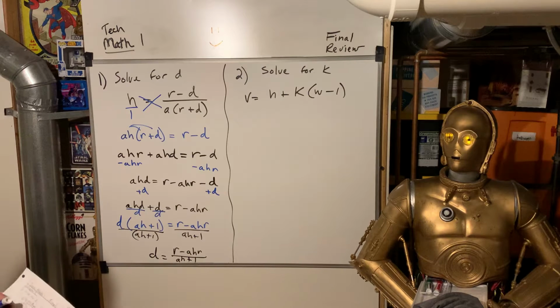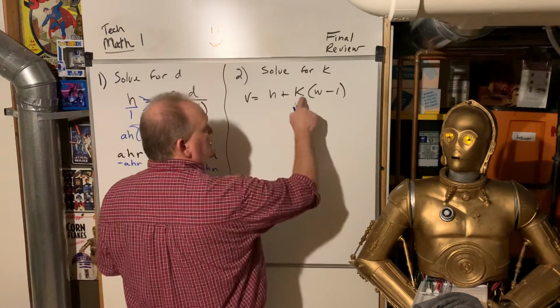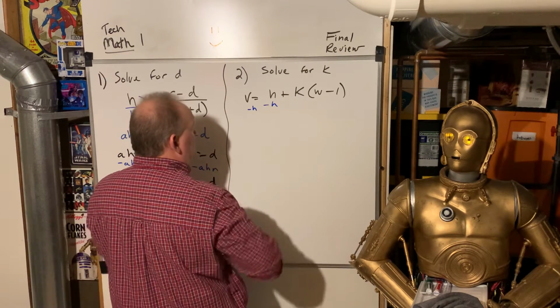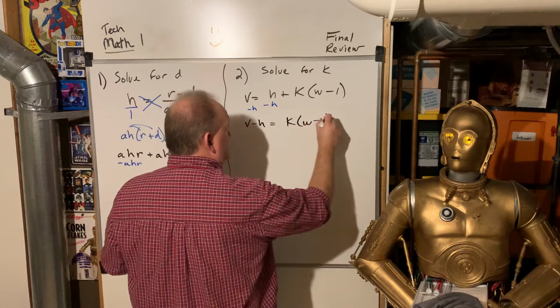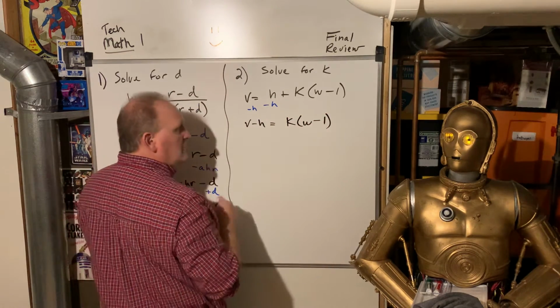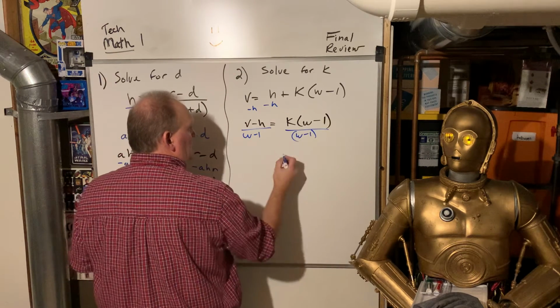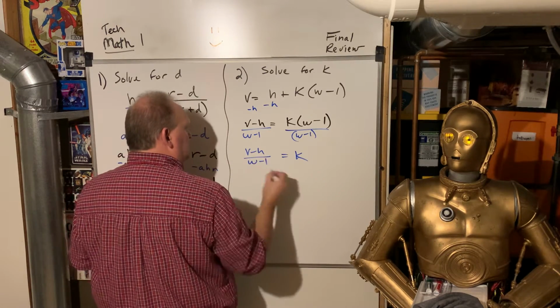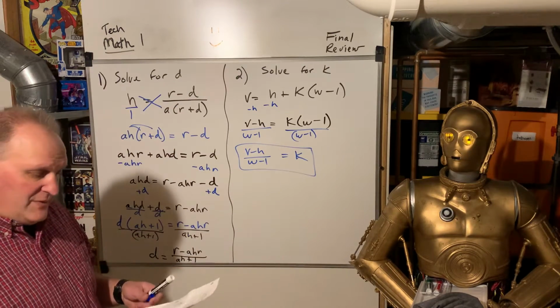So let's look at the next problem. So for K, this one's going to be a lot easier. That one was pretty tough. There's a lot of steps in that one. This one, solve for K, so we'll minus H from both sides. So we have V minus H equals K times W minus 1. And now we just divide out the W minus 1. So much easier. And we're done. So K is equal to V minus H over W minus 1.